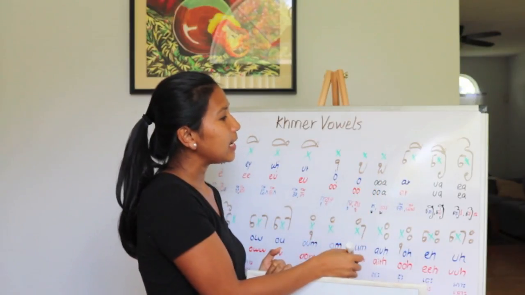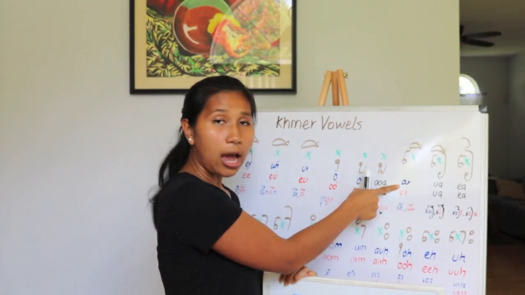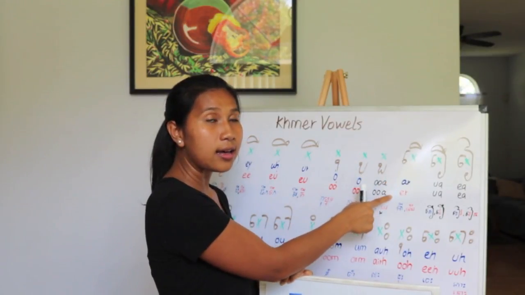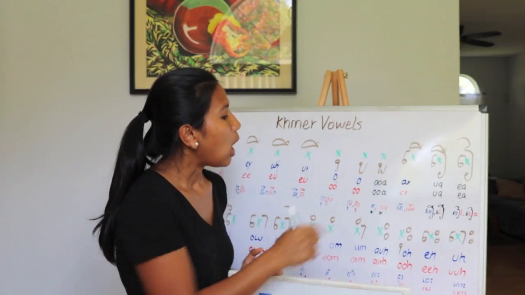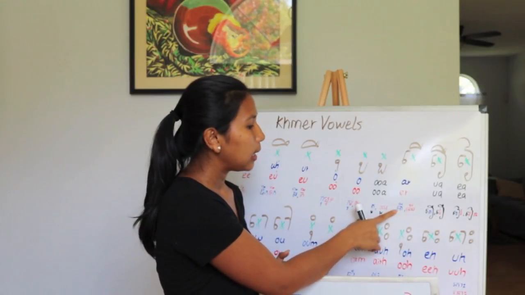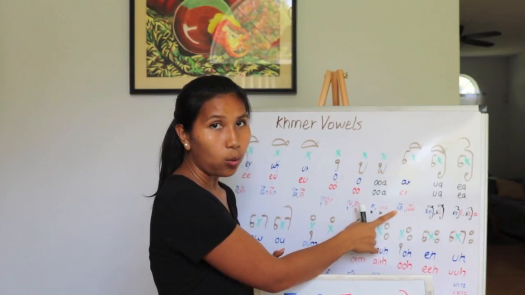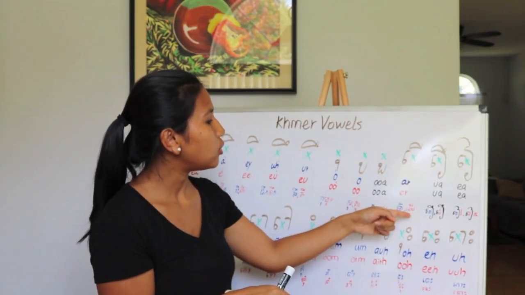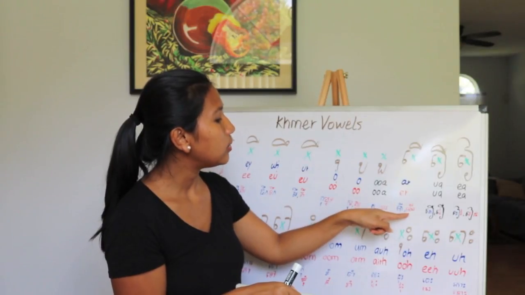Next vowel is ra'al. So ra'al has two sounds. Our example is ta and chö. Ta means what, chö means wood. Ta chö.